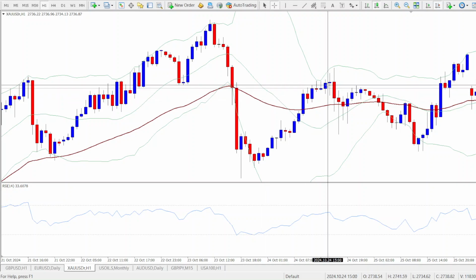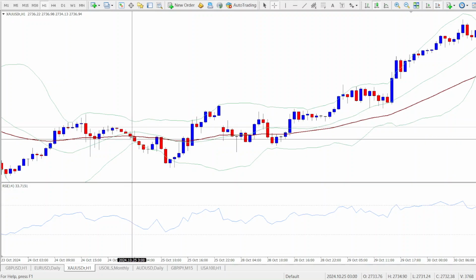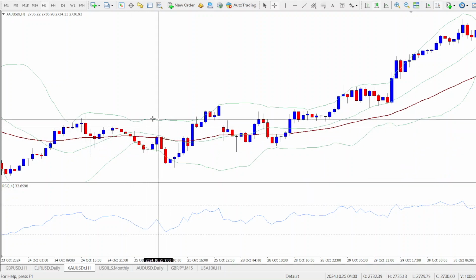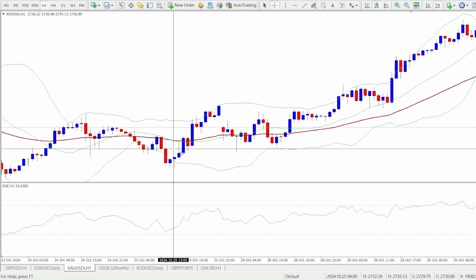Now, tight bands indicate low volatility, as we can see. You can see how the bands tightened around this point. It shows that the volatility was low around this zone, okay?